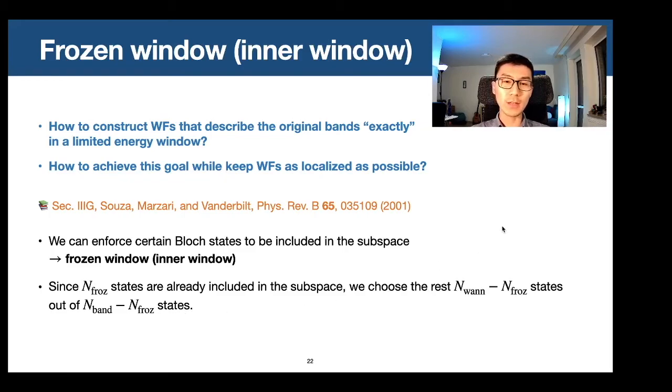The frozen window has to be somehow optimal, not too large and not too small. If the frozen window is big, then you achieve accuracy up to a certain wide energy range. But if the frozen window is too big, then the disentanglement step doesn't do anything. So you have to compromise between the two.